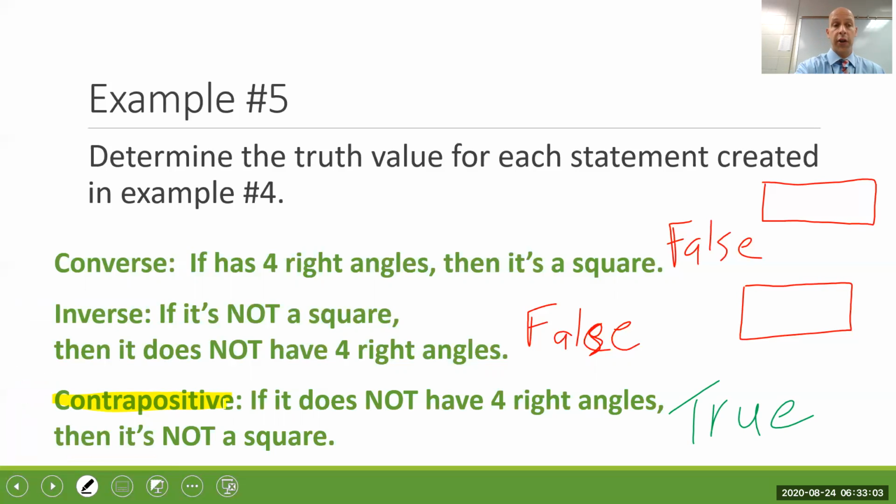Now, these other two, the converse and the inverse, they may or may not be true. In this case, we saw that they were both false.